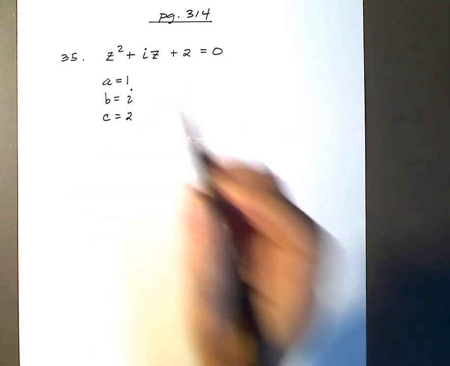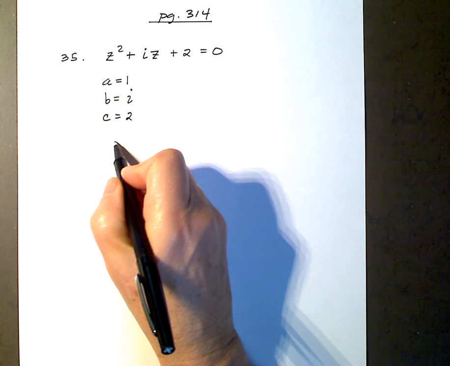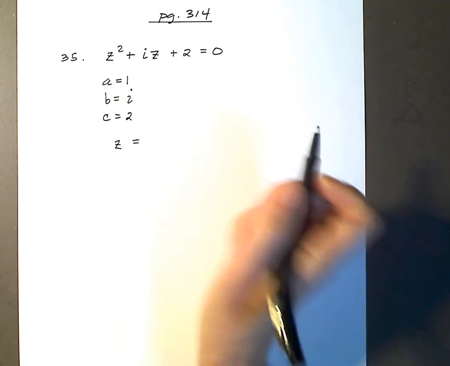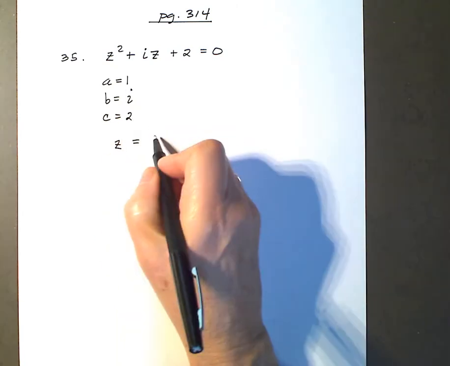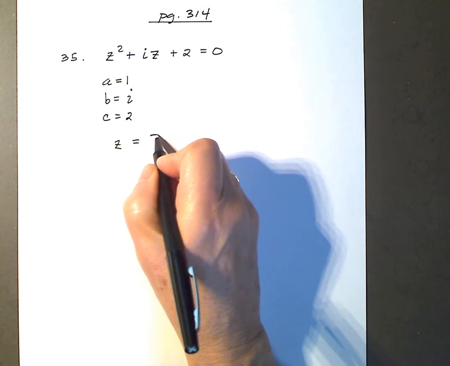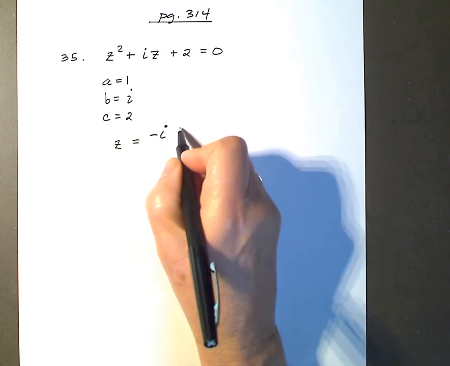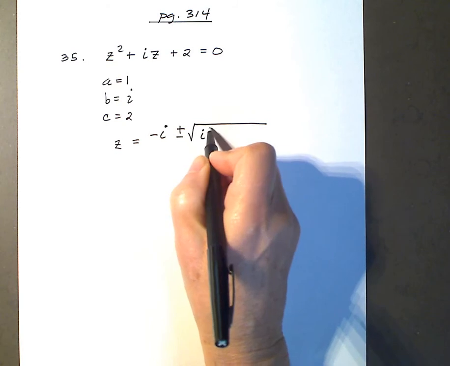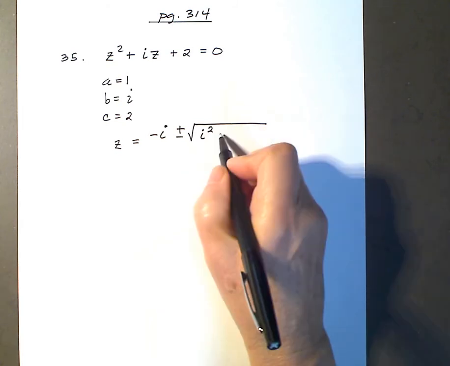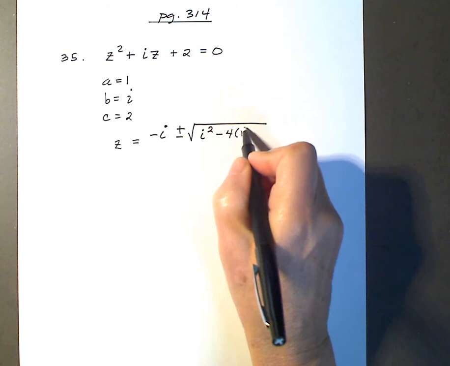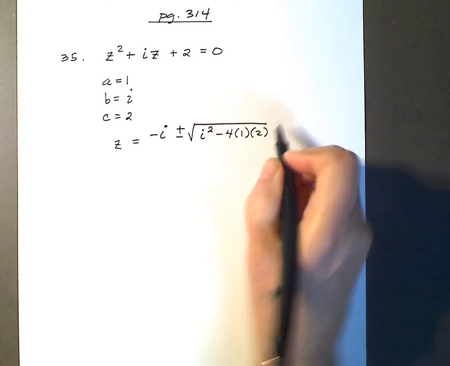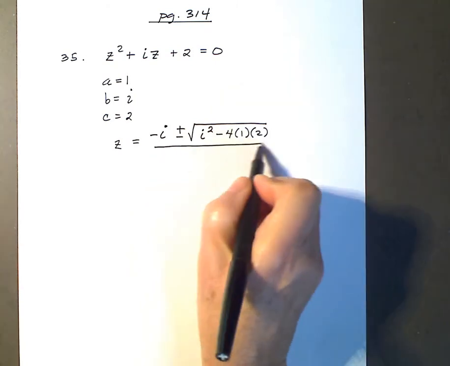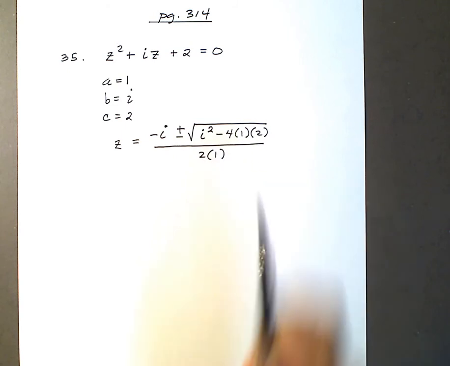So we're just going to drop these right into the quadratic formula. So in this case, the variable z is equal to the opposite of b, so the opposite of i, plus or minus the square root of b squared, so i squared, minus 4 times 1 times c, which is 2, all over 2 times a, which is 1.